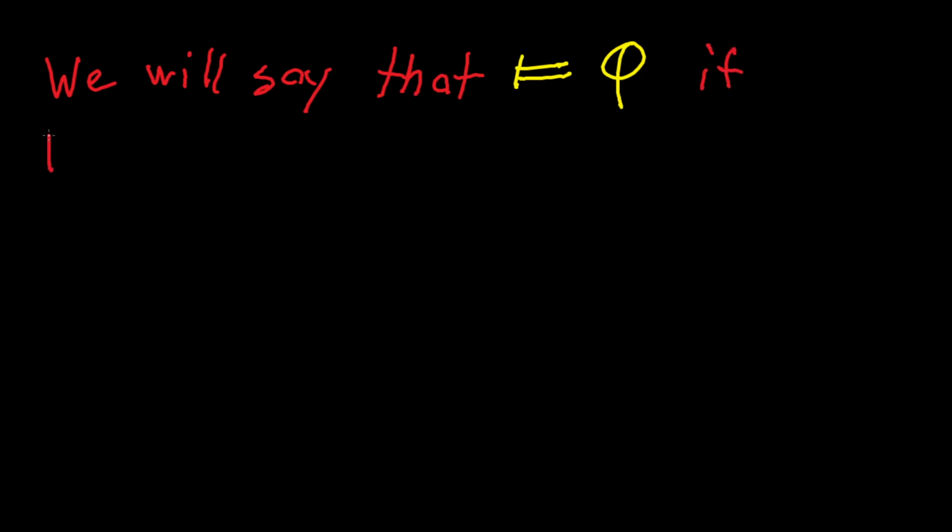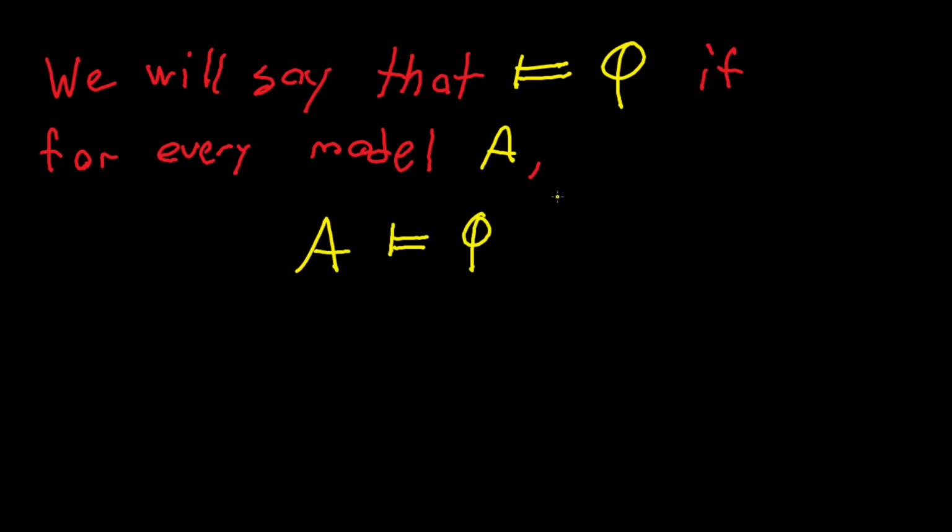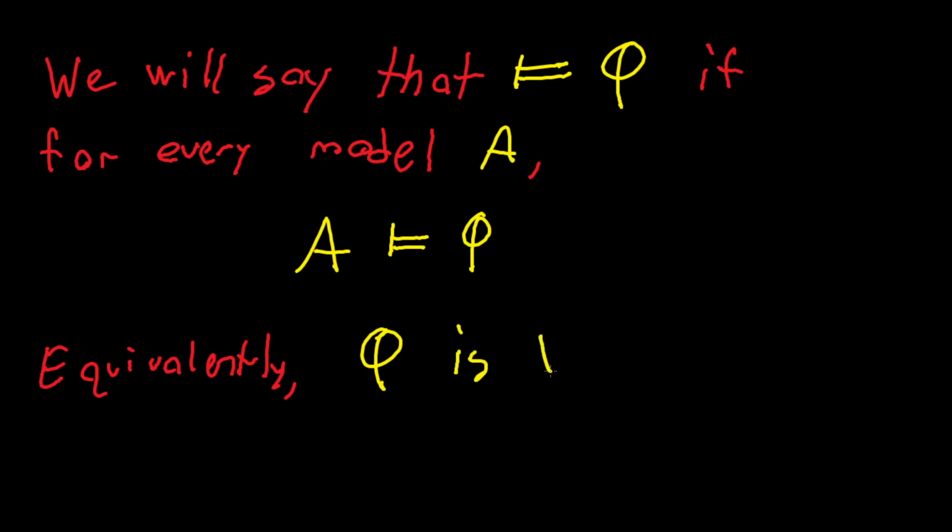if for every model A, A models phi. And we will read this equivalently as: phi is valid. That's the word we're going to use for this. So that's the definition. Let's unpack it now.